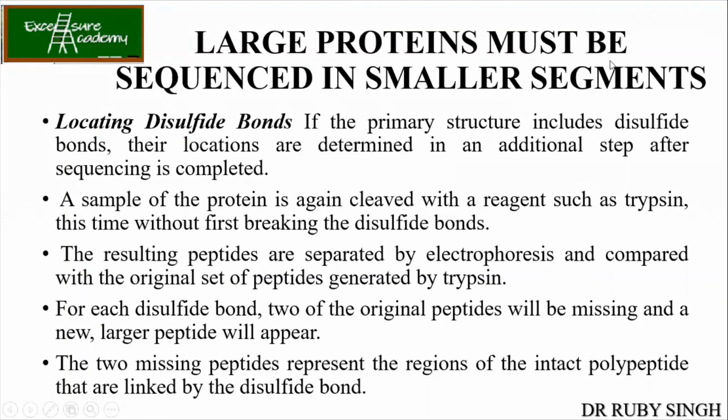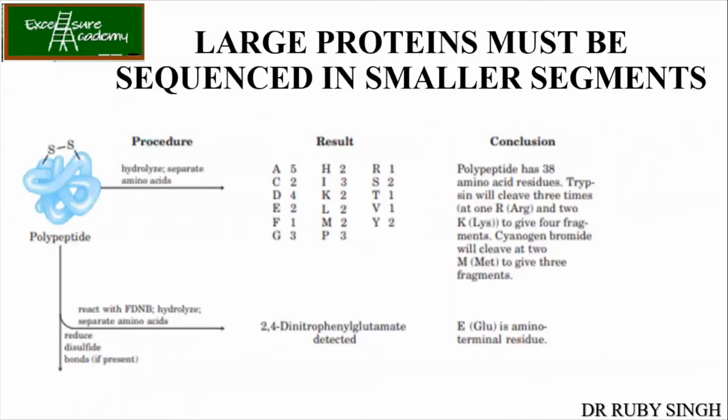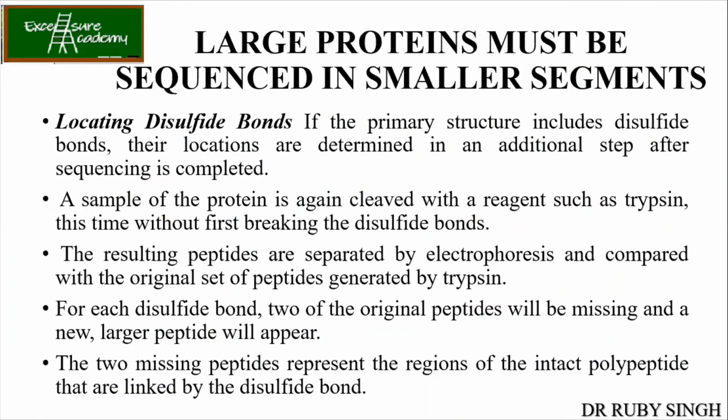Now, how do you locate disulfide bonds? Initially, when we started the protein sequencing, we actually disrupted the disulfide bonds, right? But now you need to know. So we know that cysteines are present. You can see how many cysteines are there? Two cysteines are there, correct. So there is a possibility that one disulfide bond will be present. Now how to determine that?